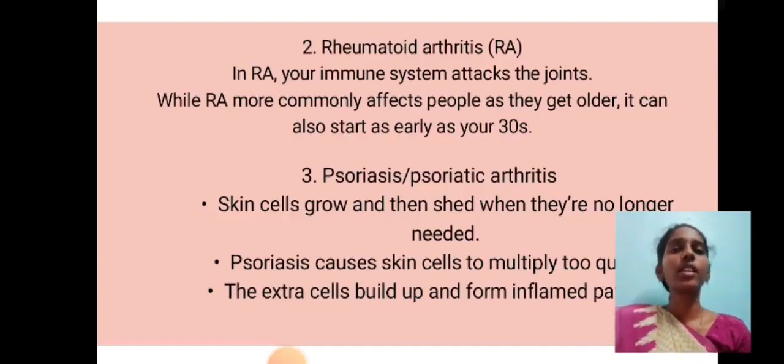Next, psoriasis. Psoriasis involves skin cells. Our skin cells grow and then shed when they are no longer needed. But if a person has psoriasis, their skin cells multiply too rapidly and produce more cells. These extra cells build up and cause inflamed patches on our body. So psoriasis means skin cells grow and are not shed. They multiply rapidly and stay fixed in that particular area and cause inflamed patches.